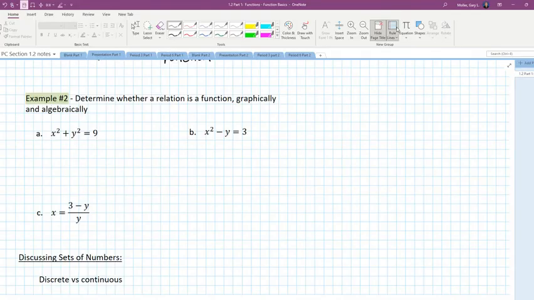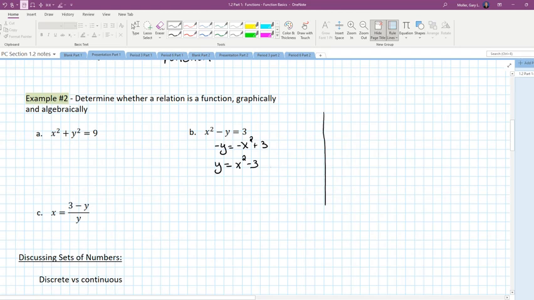Quick inspection on B. Hopefully you see that this is a quadratic. This is a parabola. If we try to make it say y equals, because that's how we're most comfortable graphing things, I get negative y equals negative x squared plus 3. I get y equals negative x squared minus 3. So my hope is that we can all look at this right now and remember exactly what it looks like. It is a parabola that has shifted down 3 units from its standard. And we're going to review all this, I believe, next section.